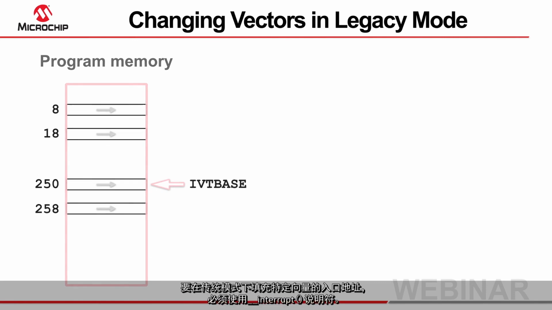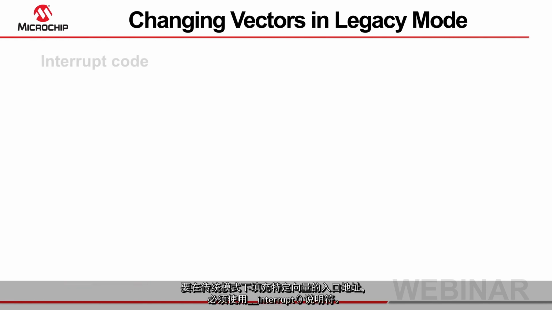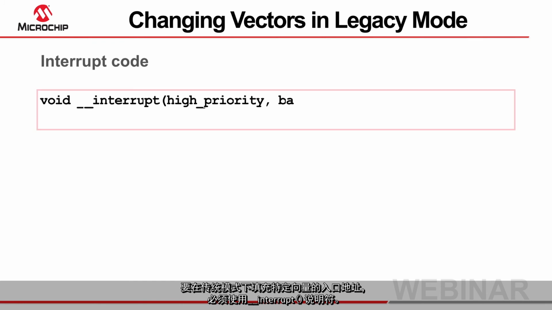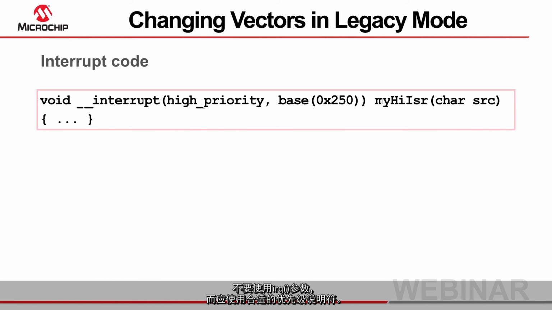To populate a specific vector location in legacy mode, you must use the _interrupt specifier. Do not use the IRQ argument. Instead, use the appropriate priority specifier. Use the base argument to specify one or more vector set locations for that interrupt function. The --undefints and IVT sub option can both be utilized in this mode, as described earlier.